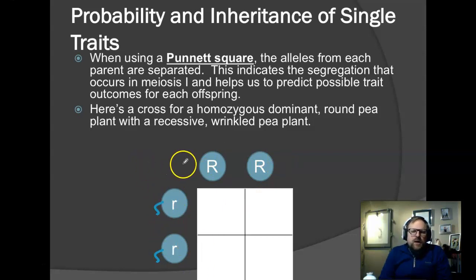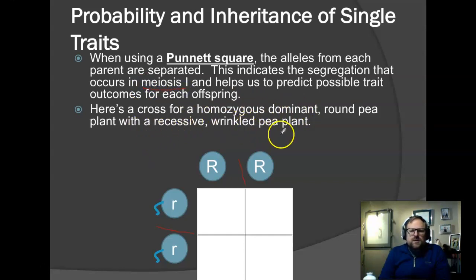And when we do this cross, we remember the law of segregation, which means that the father's and the mother's alleles will separate, will segregate during meiosis 1, and we will end up dividing these two apart from each other. So when using a Punnett square, the alleles from each parent are separated, as they are here. So we're thinking that there's a dividing line here and there, and that this indicates the segregation that occurs in meiosis 1 and helps us to predict possible trait outcomes for each offspring.